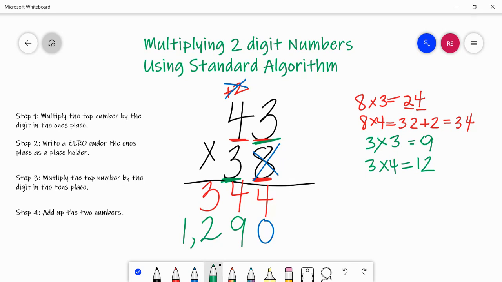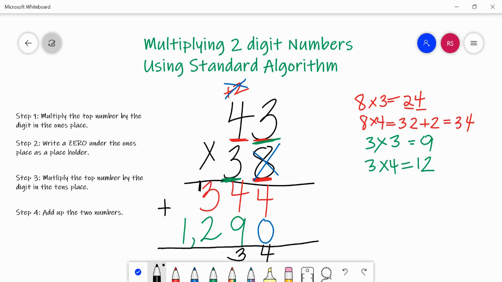All right, now we're going to go ahead and add. So we're going to add 344 plus 1,290. 4 plus 0 is 4. 4 plus 9, or 9 plus 4, here's how I would do this mentally. I would do 9 plus 1 is 10, plus 3 more gives me 13. So 9 plus 4 is 13. Bring down your 3 and carry your 1 into your next place value, just as if you would do if you were normally adding numbers.